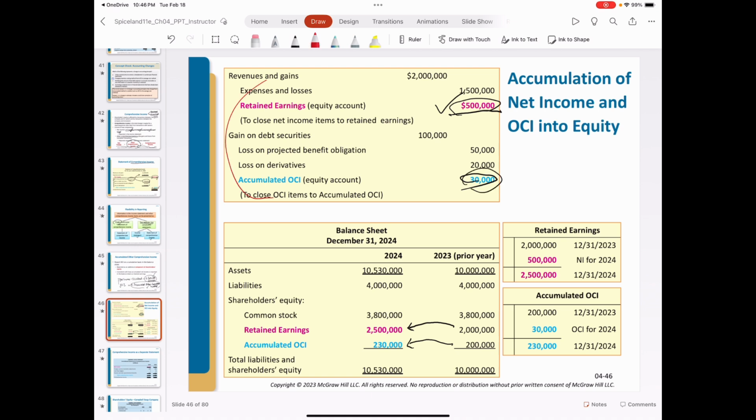Here, what I circled is the statement of comprehensive income. It includes the income statement and the statement of other comprehensive income. This represents the change to the stockholders' equity. The change will be reported as a change in the balance sheet. So here, that's the T accounts of these two.